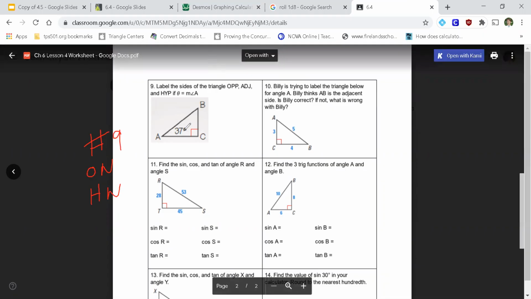But for number 9, if we say that this angle 37 is theta, which side is opposite the 37 degrees? What is the adjacent leg to the 37 degrees? And which of these is the hypotenuse? I'll give you a minute more.